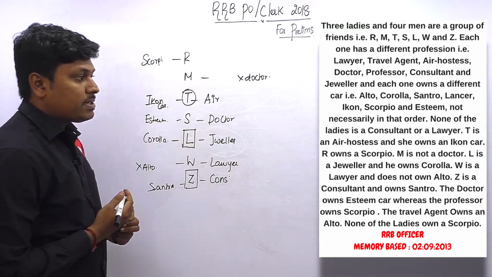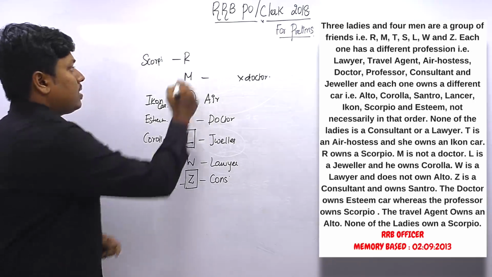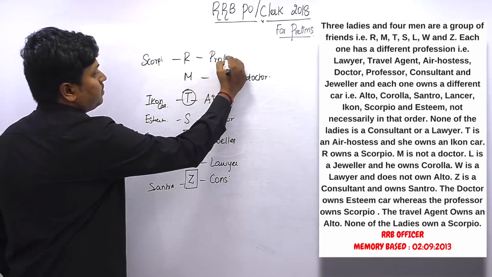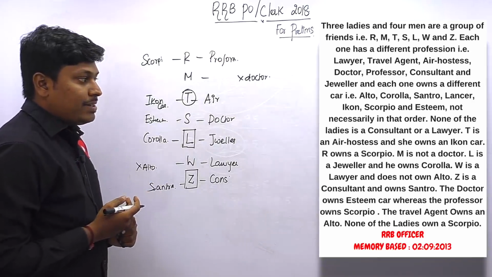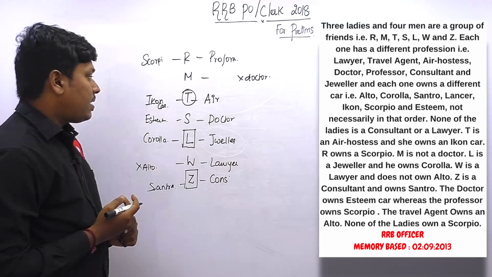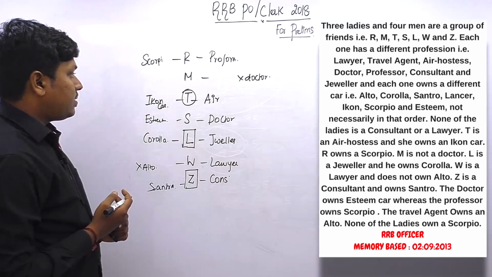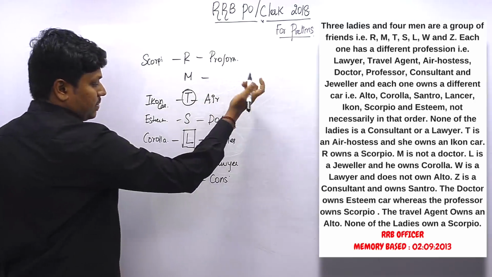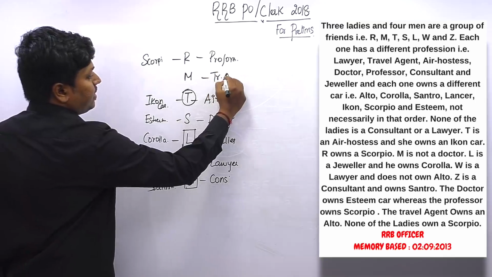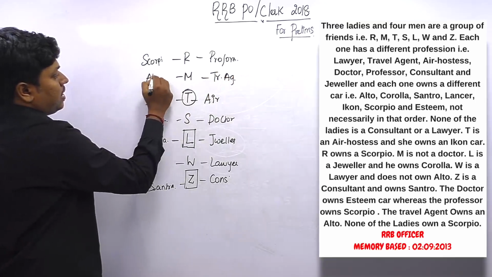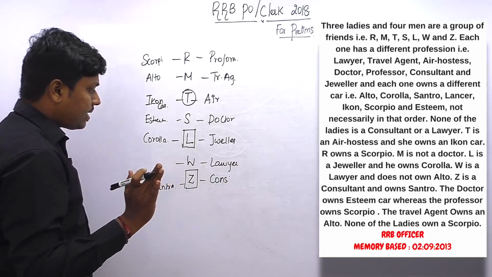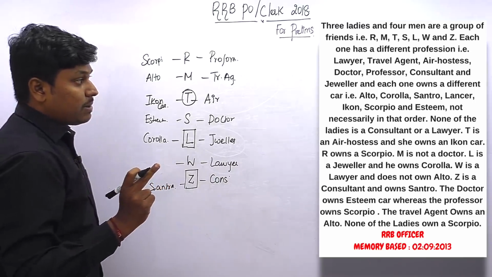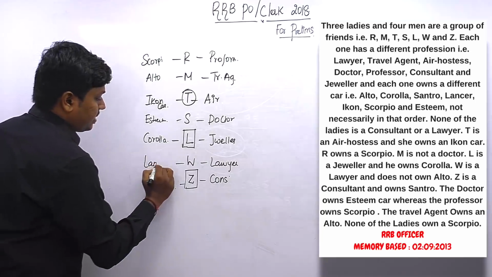Whereas the professor owns Scorpio. Okay friends, next point: the travel agent owns an Alto. So definitely this will be the travel agent, no other way, and this person owns Alto. Only one car is remaining. What is the car remaining? Lancer. So Lancer should be placed here.